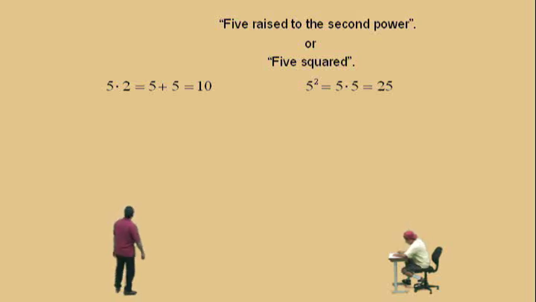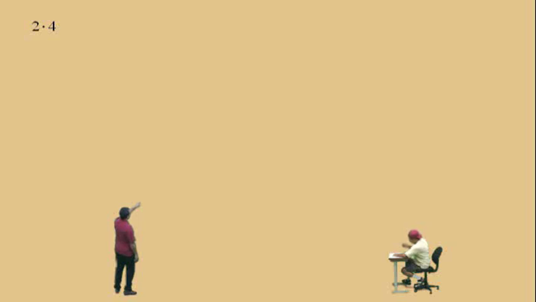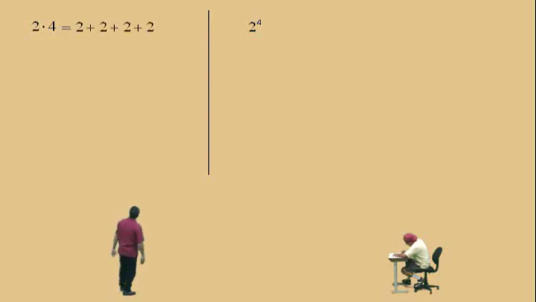Okay, so here we go. We have 2 times 4, and over here we'll put 2 raised to the fourth power. Now, Charlie, what does 2 times 4 actually mean? 2 plus 2 plus 2 plus 2. Very nice. Which is what? 8. Okay.